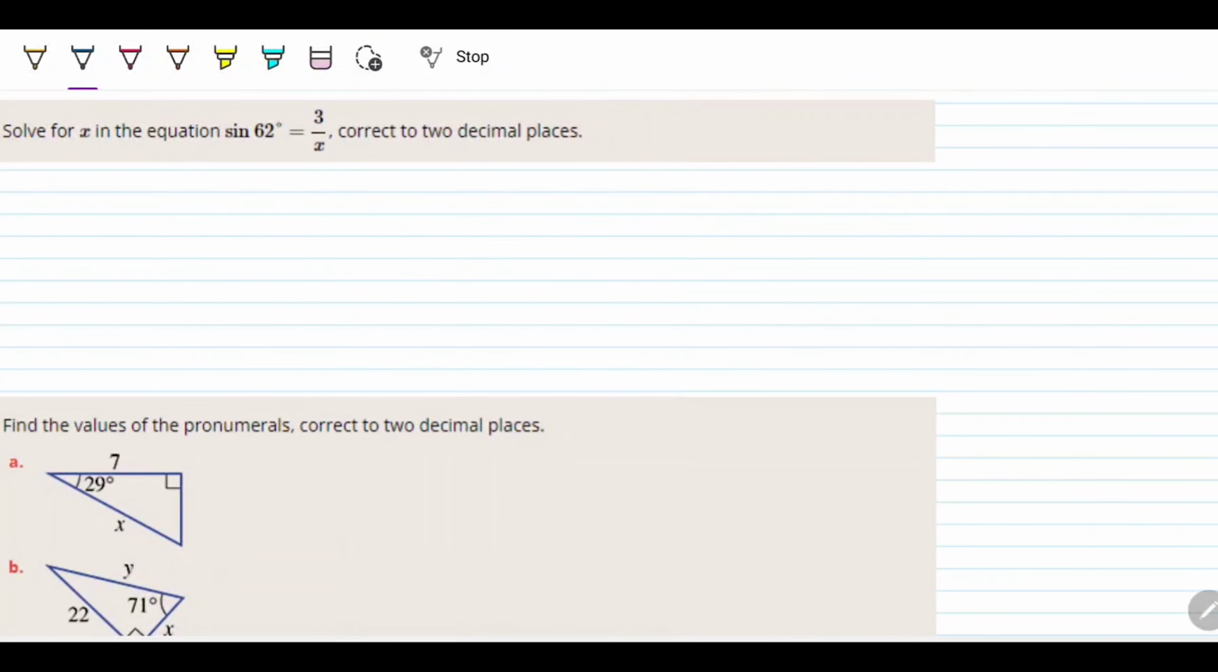Solve for x in the equation sine 62 degrees equals 3 divided by x, correct to 2 decimal places. So for this one, multiply the x to the other side. So I get x multiplied by sine 62 equals 3. Now all we need to do is divide the sine 62 to the other side to get x by itself, and that becomes 3 divided by sine 62. Put this in your calculator and you should get an answer of 3.4.